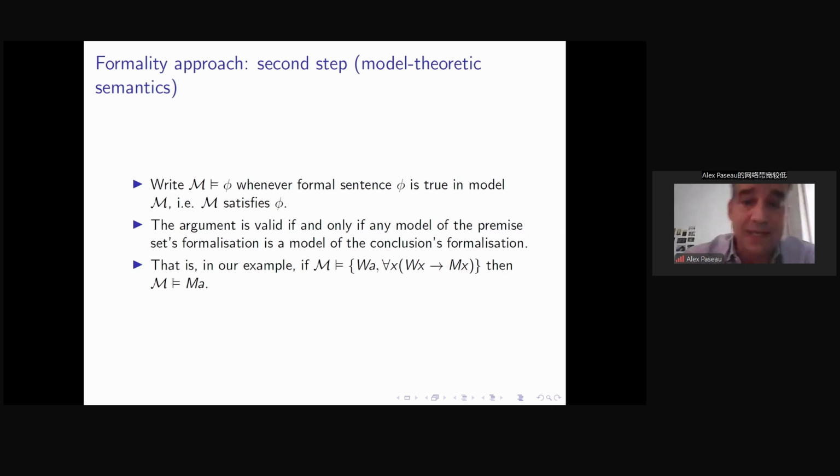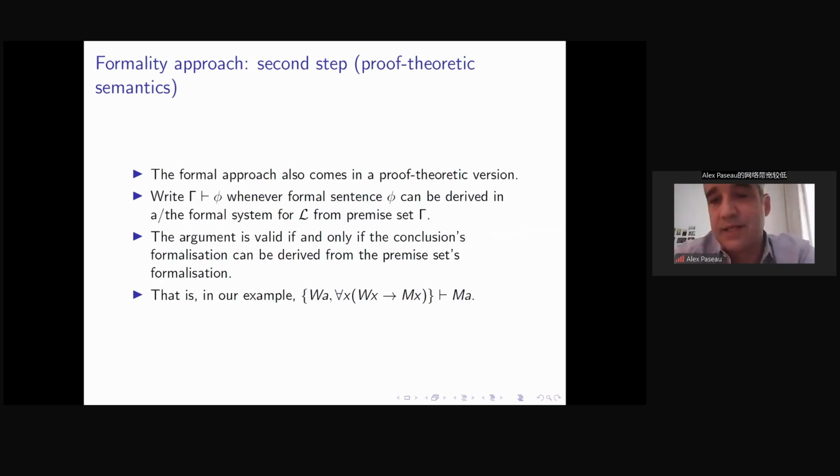A slightly different way of doing the second step is to give a proof theoretic semantics, or a proof theoretic approach, I should say. The proof theoretic version has, instead of a double turnstile, a single turnstile. So we can write that phi is derivable from gamma: gamma turnstile phi, whenever formal sentence phi can be derived in the formal system for L. That could be a formal system, maybe L has several formal systems. Perhaps they're extensionally equivalent, they give you the same account of single turnstile from the premise set gamma.